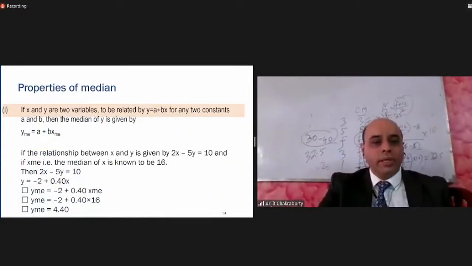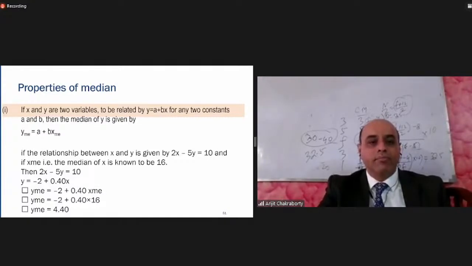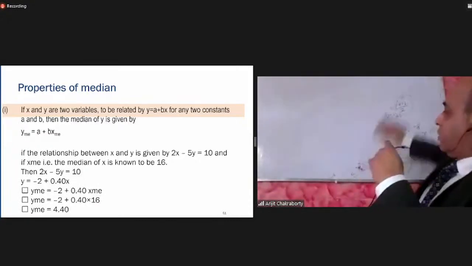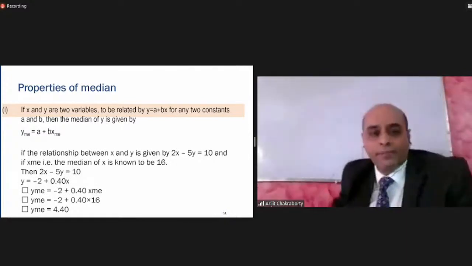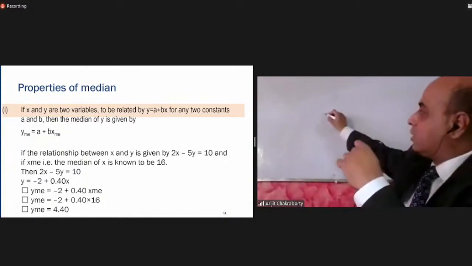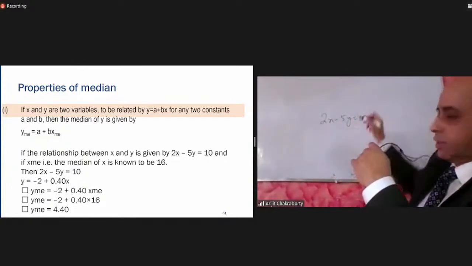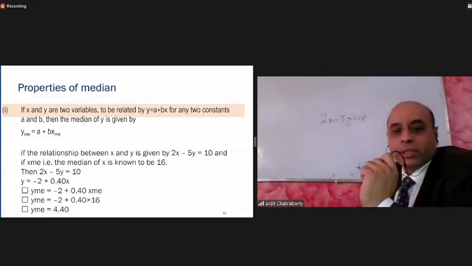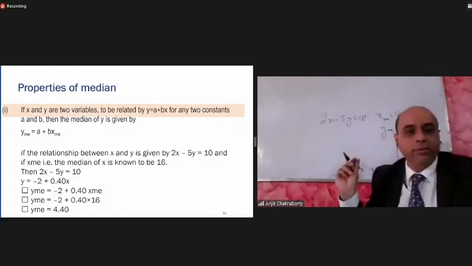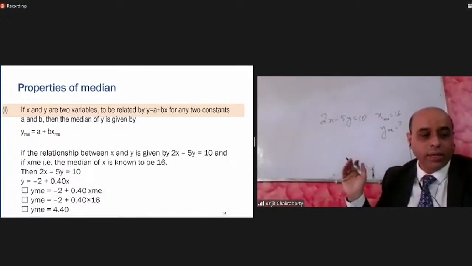Now, the last property of median is very simple. If x and y are two variables such that y is equal to a plus bx, then the median of y will be a plus b times the median of x. Let me take this example. Let us assume that 2x minus 5y equals 10, it is given, and the median of x is 16. I am writing median of x is 16. We have to find the median of y, which we don't know.